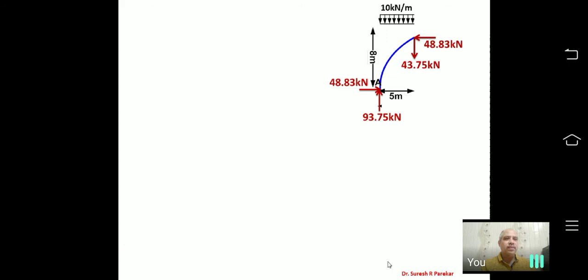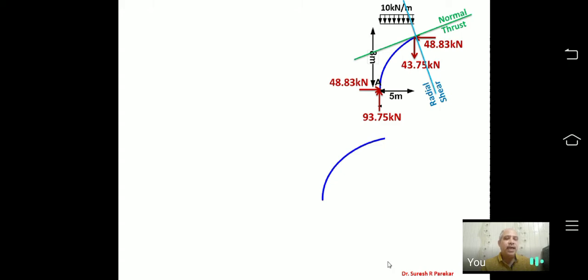Now once I know these values I will show over here and I will draw normal thrust and radial shear lines on this. So we have normal thrust, which is normal or tangential to point D, and radial shear we have perpendicular to this. So now how will we get the values of normal thrust and radial shear? We are going to find the component of these reactions along normal thrust and the component of these reactions along radial shear. And that will give me normal thrust and radial shear.